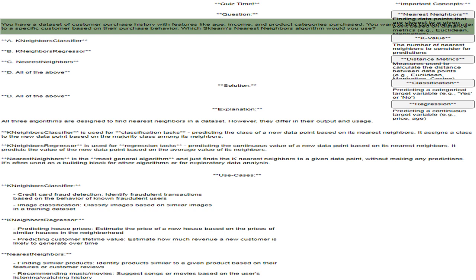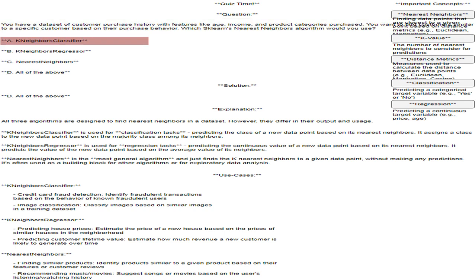You want to find customers similar to a specific customer based on their purchase behavior. Which sklearn's nearest neighbors algorithm would you use? A. K-neighbors classifier. B. K-neighbors regressor. C. Nearest neighbors. D. All of the above.